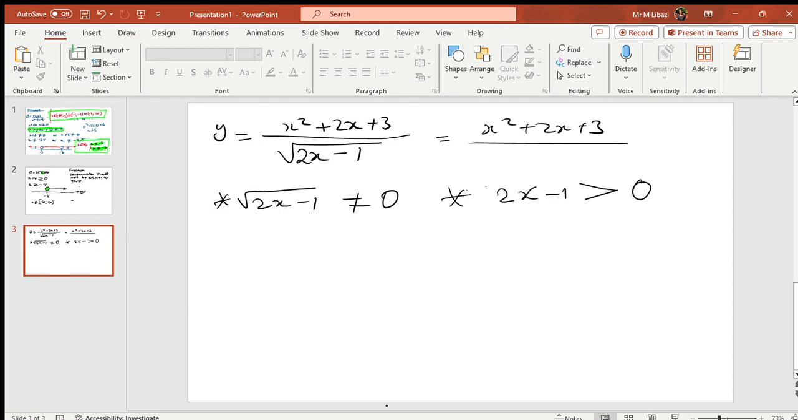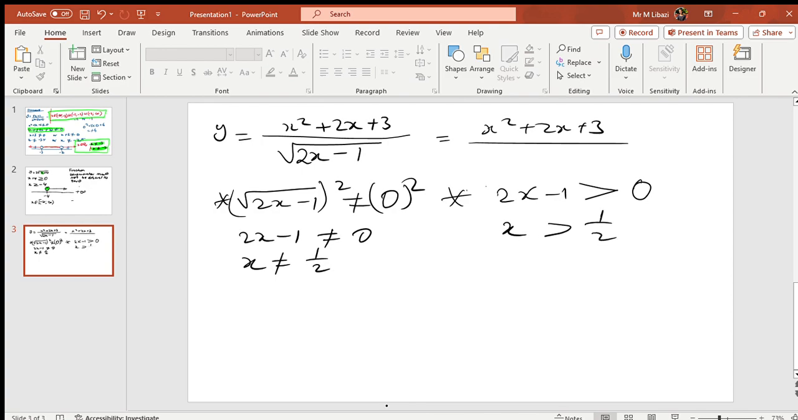So now let's continue. Now what we're gonna do is just square both sides like that, and then you're gonna say 2x minus 1 must not be 0, and then x must not be equal to 1 over 2. And then this side we can say now x must be greater than 1 over 2. I believe that is clear. We just solve for x.